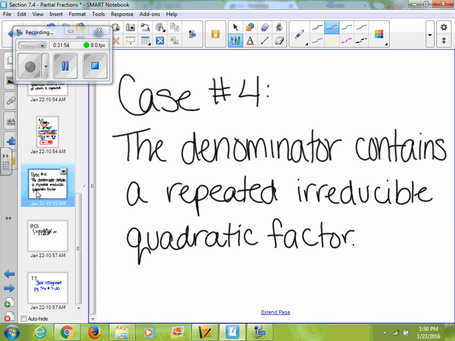Do you guys want to look at the example of case 4? Case 4 doesn't happen very often, but it's not a long example if you want to look at it. Yeah? Okay.